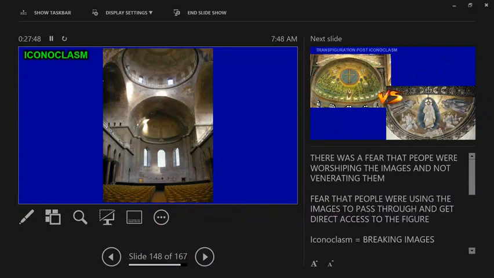All right. And here we go. Here's iconoclasm. So look at this church. What is there to look at? Nothing.